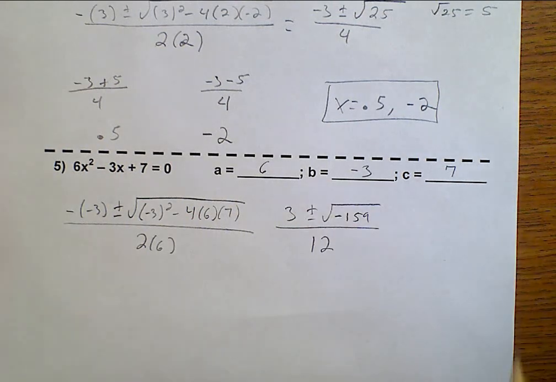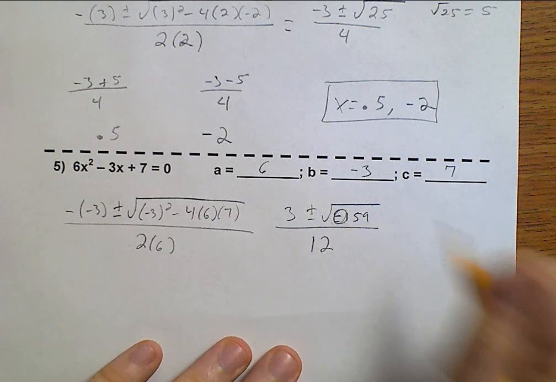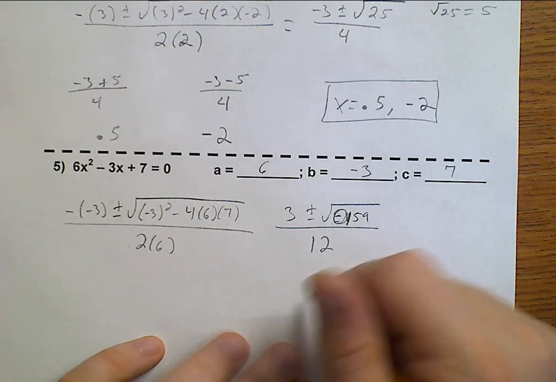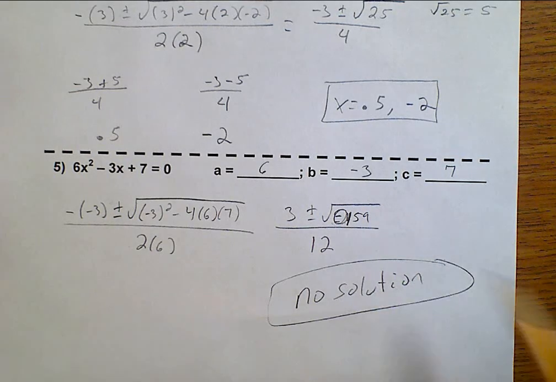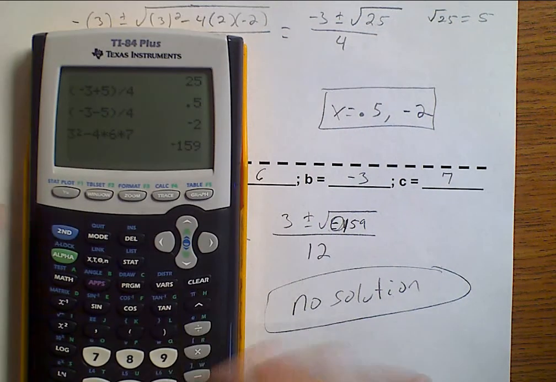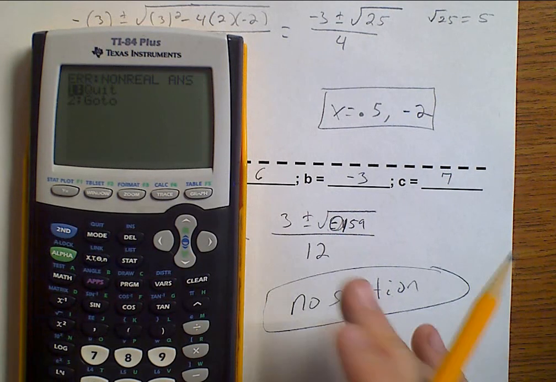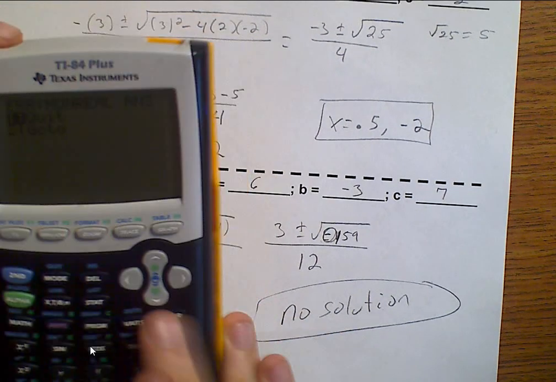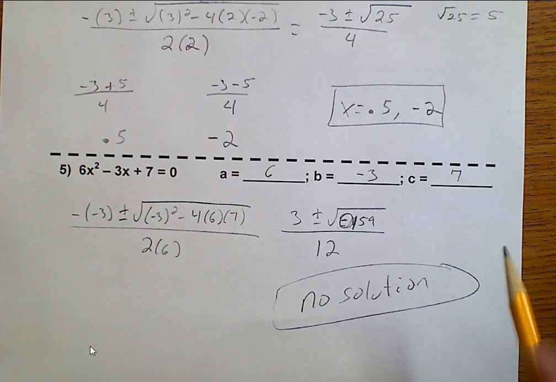Now I want you to notice we have a negative sign right here. That negative sign means that there is no solution. The reason is I can't take the square root of a negative number. If I try in my calculator the square root of negative 159, it gives me a non-real answer error because there are no answers to this problem. Okay? So sometimes not even the quadratic formula can give you the answer because sometimes the answer just doesn't exist.